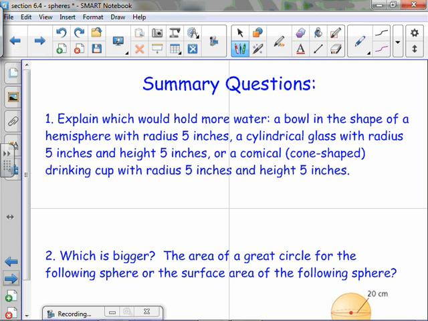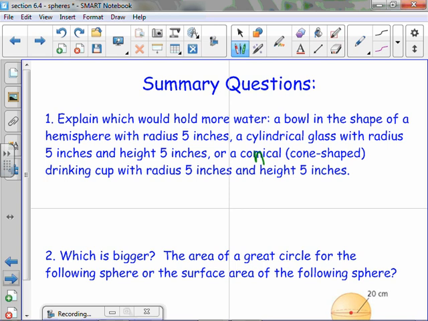A bowl in the shape of a hemisphere with a radius 5 inches. A cylindrical glass with radius 5 inches and height 5 inches. Or a, that says conical. I apologize. That should say conical. That means cone-shaped drinking cup with radius 5 inches and height 5 inches. I invite you to draw all 3 of these things and see which one you think would hold more water. And then you can find the volume if you'd like in order to prove that you are right.